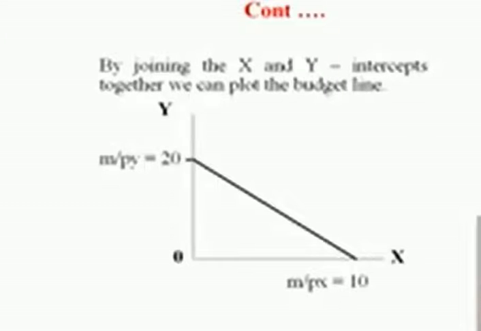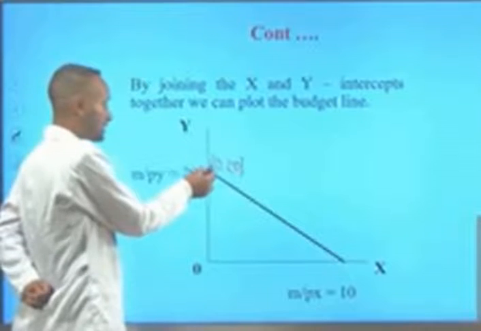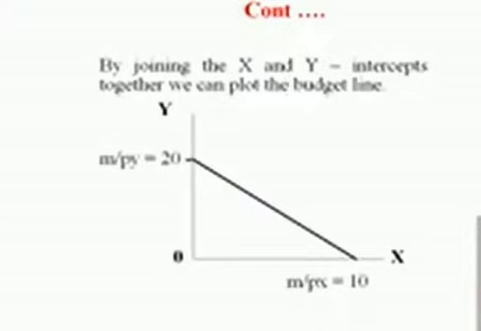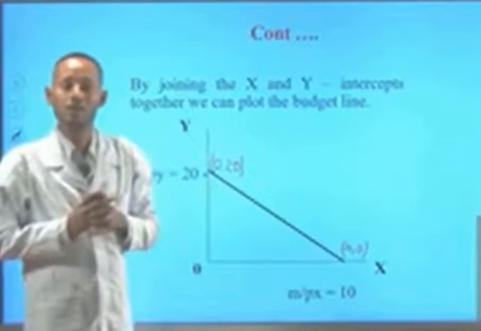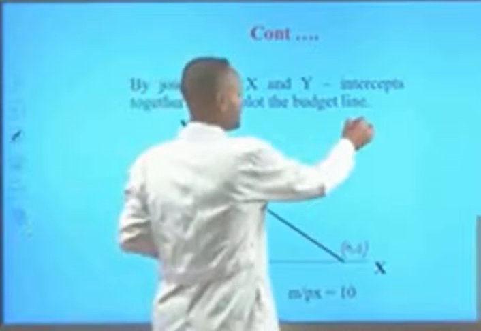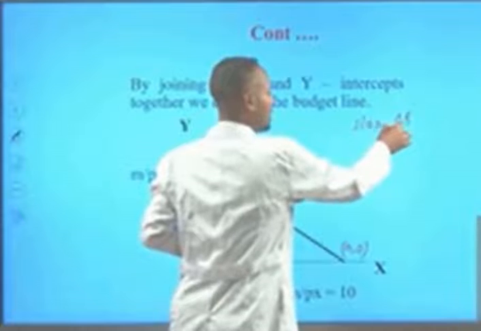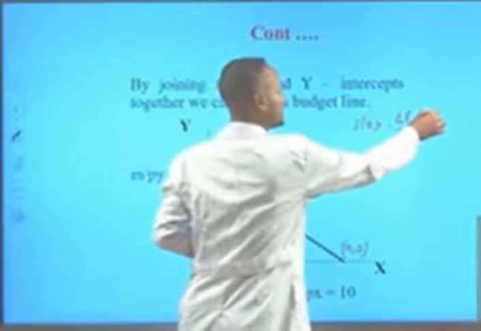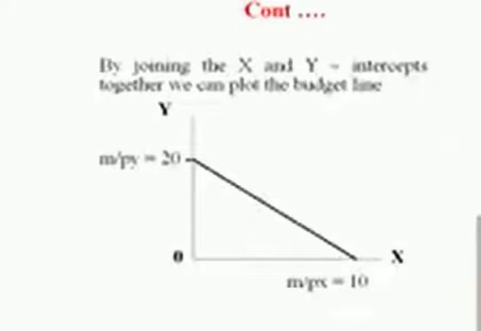The y-intercept is the value of y that you get by putting the value of x as 0. Then this is (0, 20). Similarly, the x-intercept is the value of x that you get by putting the value of y as 0. So this is (10, 0). By taking any two intercepts, we can calculate the slope of a line. The slope is calculated by dividing the change in y by the change in x. This is the change in y, meaning y final minus y initial, divided by x final minus x initial. So this is the slope.